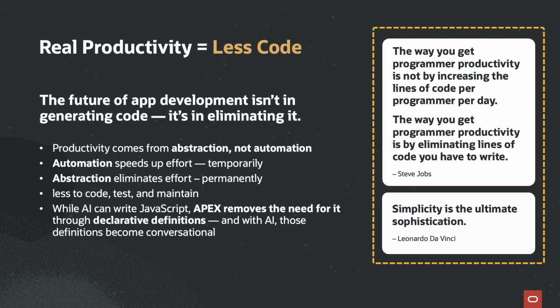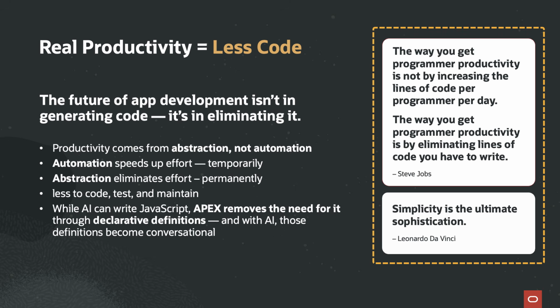At the end of the day, real productivity is what we're talking about, and this is all about the less code, the better. The less code means it's simpler, and simplicity is the ultimate sophistication. And from Apex's perspective, productivity comes from abstraction, not automation. Apex is not a code generator. So let's be clear. That's why it's not file-based. You're not using Apex to generate all that HTML and CSS and JavaScript when you're using the features of the IDE from a no-code, low-code perspective. It's all about you're using less code. It's less to code, it's less to test, and it's less to maintain.